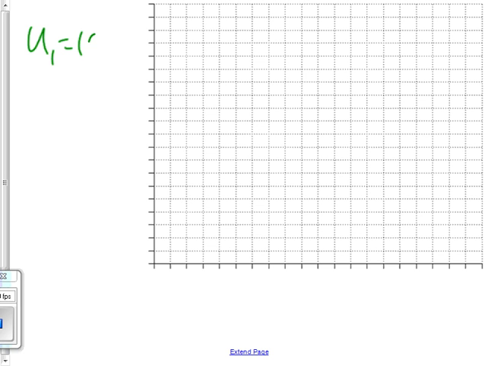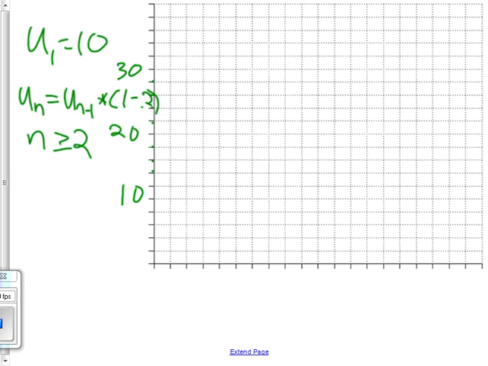So u of 1 is equal to 10. We're going to use our same scale. Then I'm going to go u of n is equal to u of n minus 1 multiplied by 1 minus 0.2, n greater than or equal to 2.